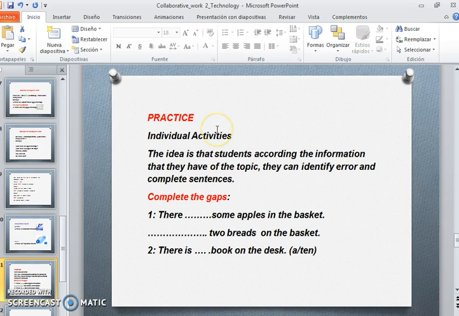Practice. Individual activities. The idea is that students, according to the information that they have on the topic, can identify errors in complete sentences. Complete the gaps. Example, there space some apples in the basket. Another example, space 2 breads on the basket. The last one, there is space book on the desk.